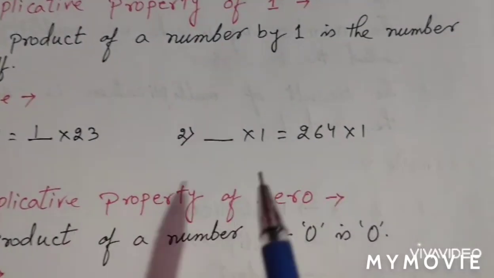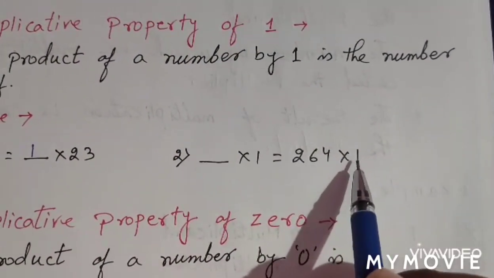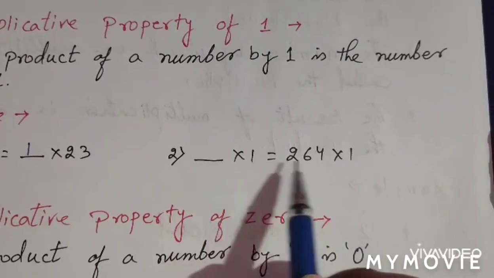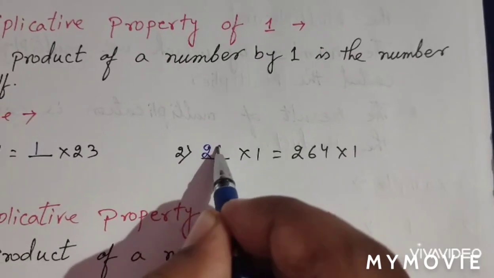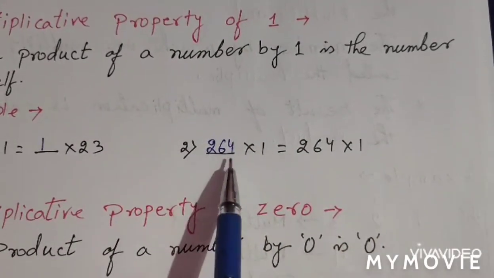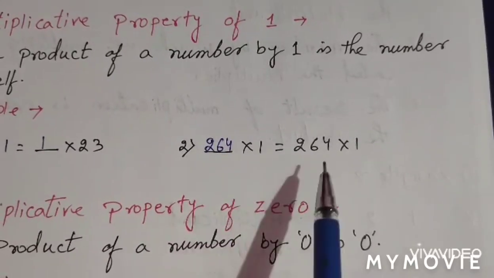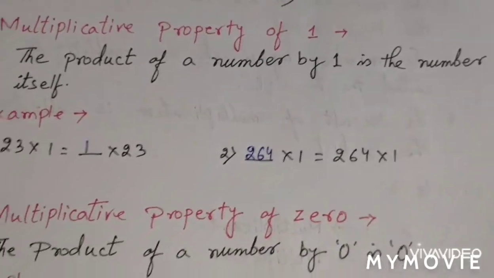23 is given, 1 is not there, here we write what? 1. Next, dash into 1 equals 264 into 1. Here 1 is given, okay, then this one is 264, over here also write 264. If you multiply 264 into 1 it will give you 264. Here also 264 into 1 will give you the same 264.